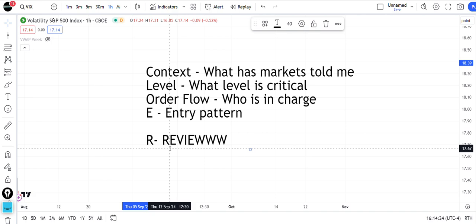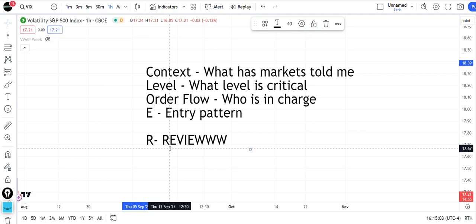Are you just skipping, just looking at context and then entry pattern, or are you looking at context, level, order flow, entry pattern? And are you actually entering without hesitation? Are you entering with the correct size? Things of that nature. That's what you're looking at in the review. You're not just looking at did I win, did I lose? The important thing is to review all your trades, even the winners, because sometimes you could have held winners longer and cut losses shorter. That's basically everything we want as traders. Big wins, small losses. And that is the CLOE-R method.